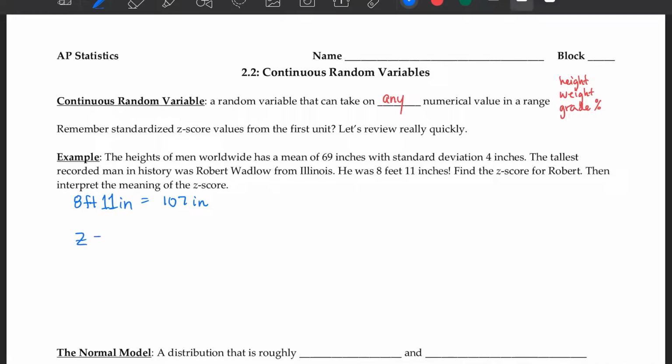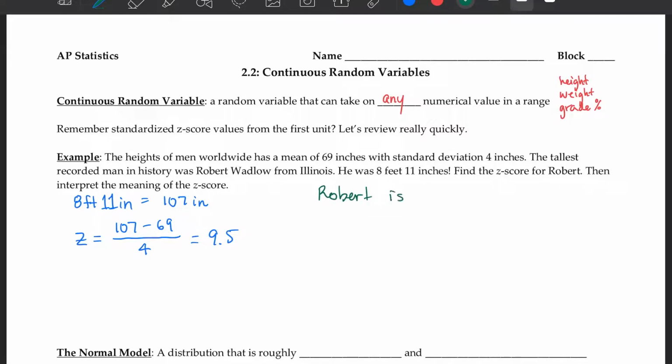And then I'm going to go ahead and use that formula for z. So z is going to be our observation of 107 subtracted by the mean of 69 all over our standard deviation of 4, which gets us 9.5. Remember, there's no units on a z-score because the units in the numerator is inches, and the units in the denominator is inches. Inches divided by inches is unitless. So how do we interpret that? Well, z tells us how many standard deviations we are above or below the mean. So in this case, 9.5 being a positive value means we're above.